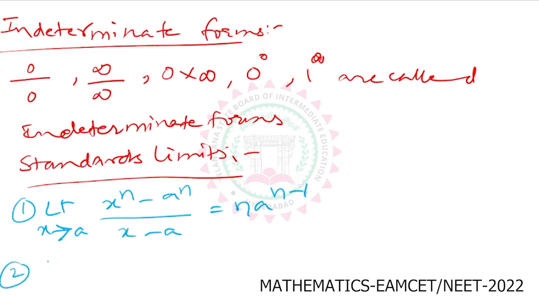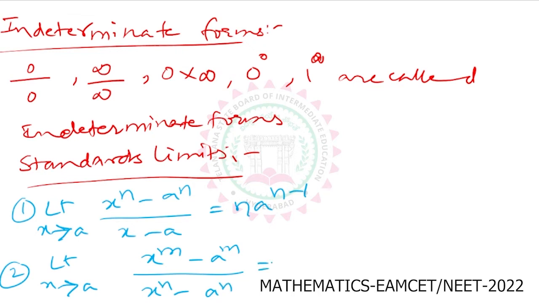The second formula is limit x tending to a of (x power m minus a power m) divided by (x power n minus a power n) is equal to m by n into a power m minus n. Already you have studied this formula. I am just revising it, so that it is a brush up class, so that you can prepare for the examination.